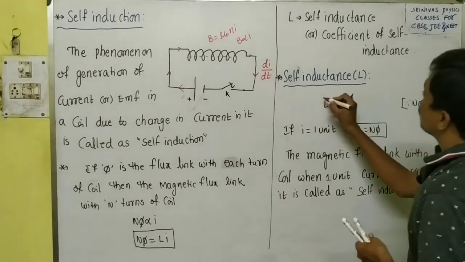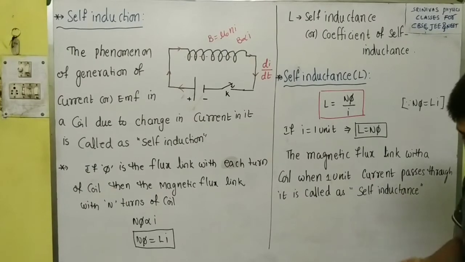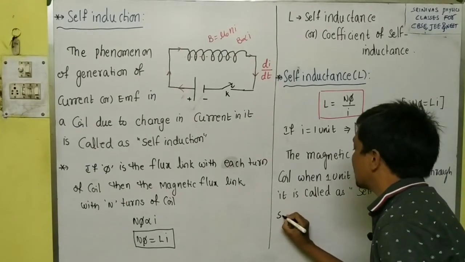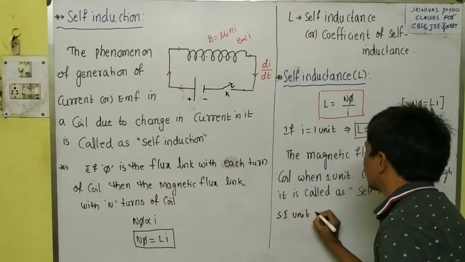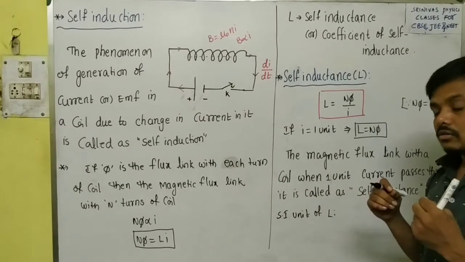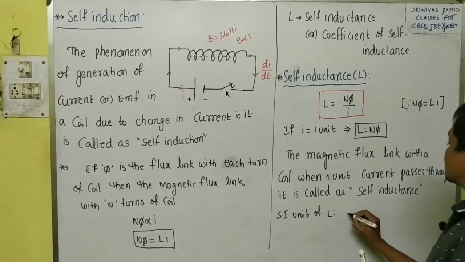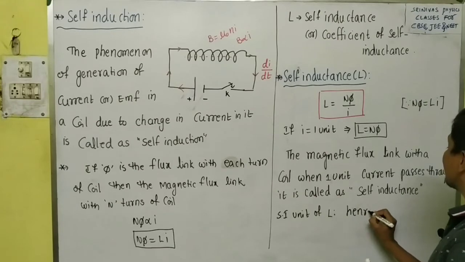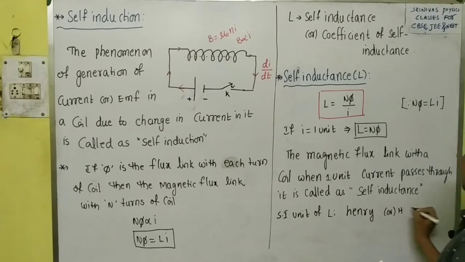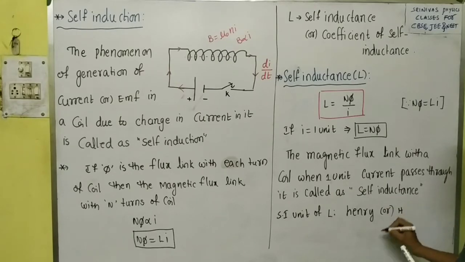Now, what is the SI unit of self-inductance? SI unit of L. This electromagnetic induction phenomenon was initially observed by the scientists Faraday and Henry. On Henry's name, its unit is there. That is, its unit is Henry, and the symbol is capital H. Okay? Right. This is the SI unit of L.